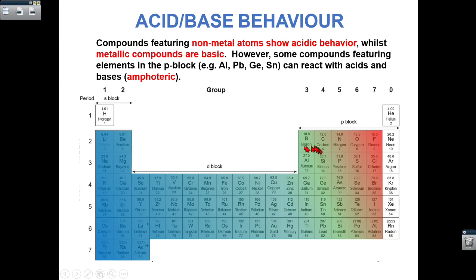And in this region here, we can see that there is that transition occurring in the sense that many of these compounds tend to be what we call amphoteric in their nature. So compounds involving aluminium, lead, germanium, tin, etc., these types of elements here tend to show a behavior where they can react with acids and with alkalis. And these are referred to as amphoteric compounds.